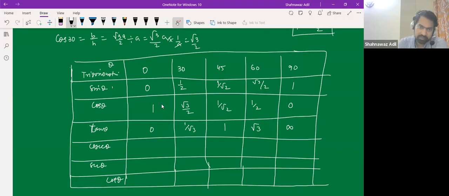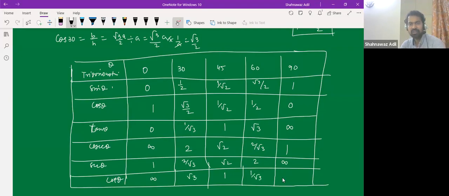And then we have 1 by 0, which is undefined. And then 2, then root 2, and then 2 by root 3, and then 1. And then the reciprocal. So 1, 2 by root 3, root 2, 2, and infinity, and then cot theta is 1 by 0, undefined, and then root 3, and then 1, and then 1 by root 3, and then 0. So this is what we get, right, everyone?